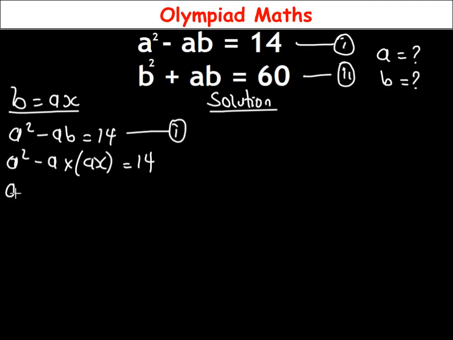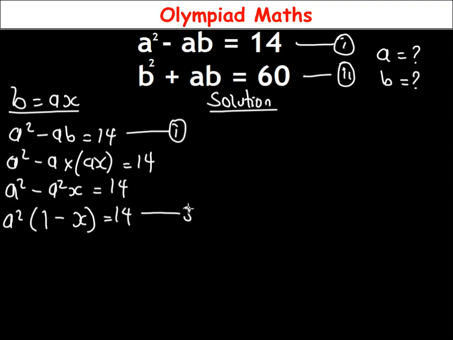With this, a squared minus a times ax is a squared x, equal to 14. With this, a squared is common. Factorize out a squared: if you bring out a squared from here, you have 1 minus, and if you bring out a squared from a squared x, you are left with x, is equal to 14. With this, you have equation 3.